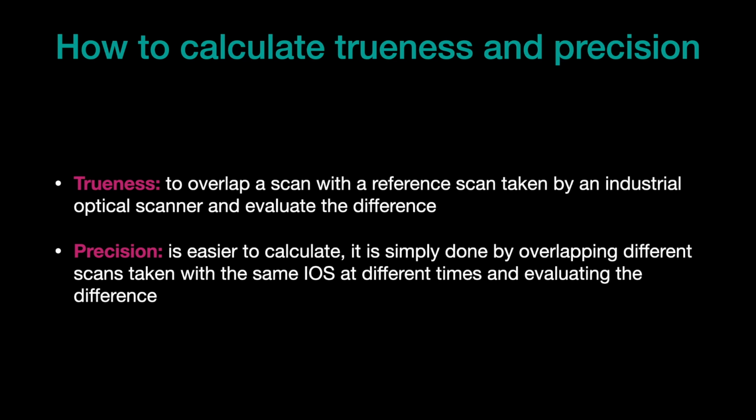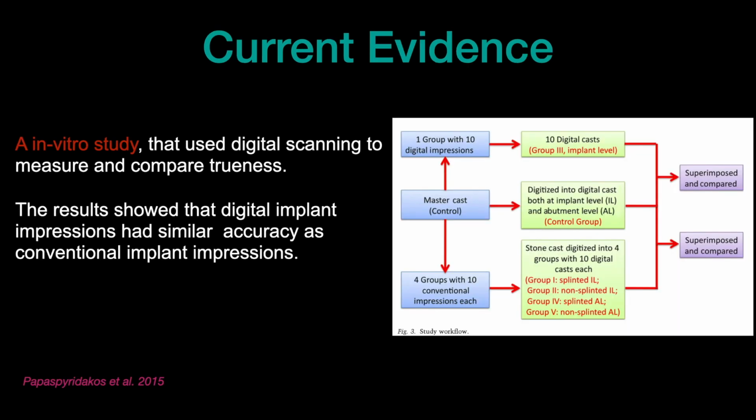To calculate precision, it's actually easier. It's simply done by overlapping different scans with the same intraoral scanner at different times, and then we evaluate the difference. I'm going to discuss research that used this technique. Now let's discuss the current evidence. There are lots of articles on scanners and accuracy.